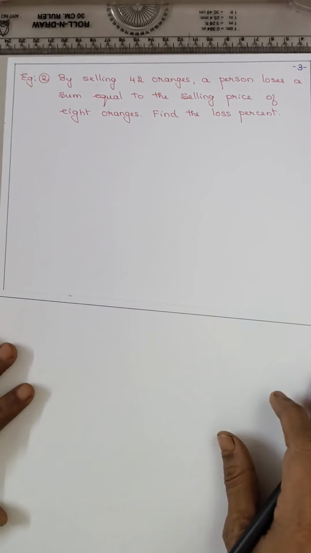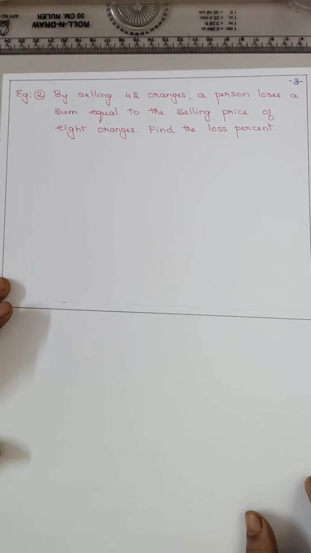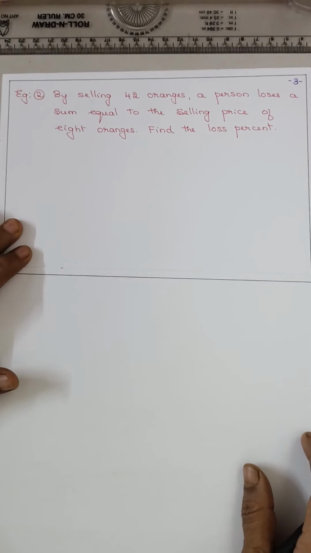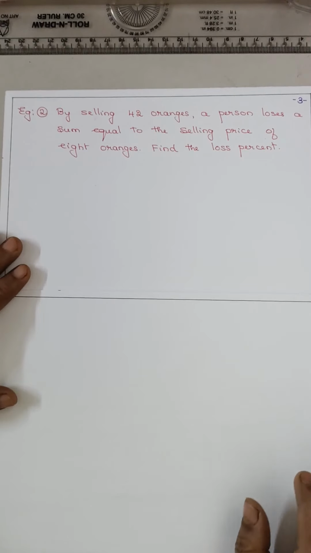By selling 42 oranges, a person loses a sum equal to the selling price of 8 oranges and find the loss percent. Now they have told, by selling 42 oranges, a person loses sum equal to selling price of 8 oranges. They have not mentioned about the selling price at all, isn't it?